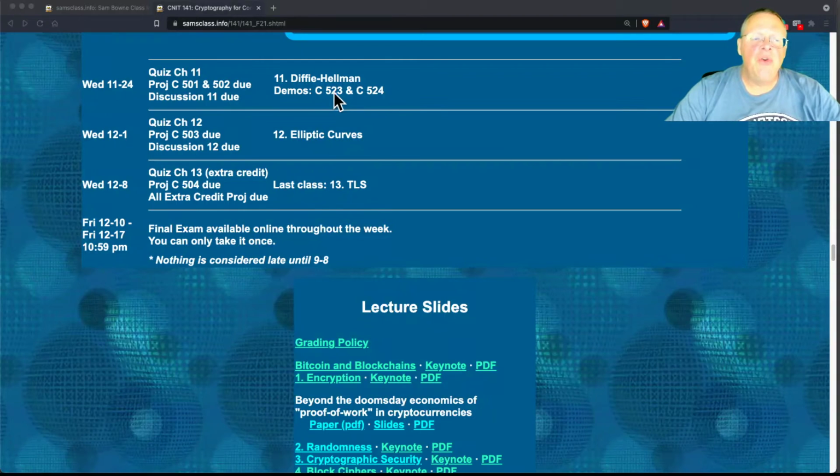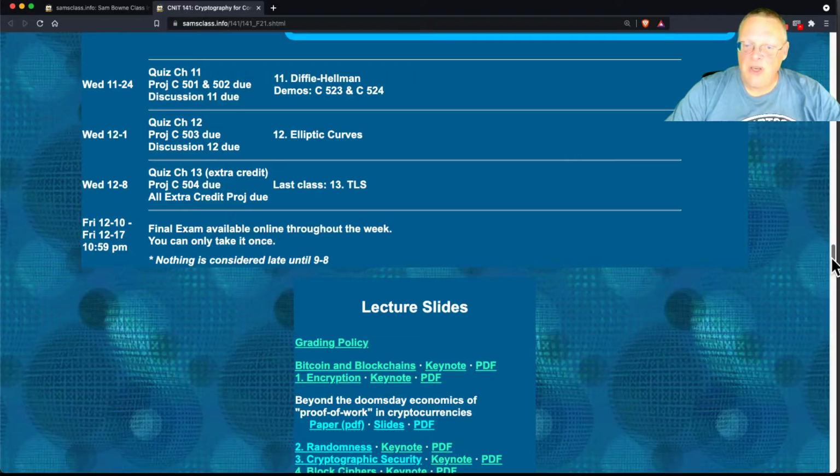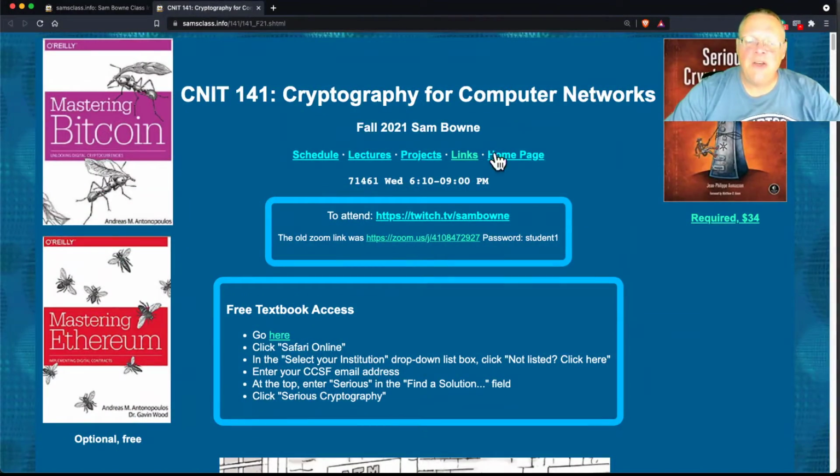All right, I want to show you 523 and 524, which I'm very happy with. It took me the last couple of weeks to write these. I was motivated by the Taproot upgrade in the Bitcoin protocol. I've become convinced that Bitcoin is inevitable and it's not going to fall to zero anymore. I actually bought some Bitcoin.